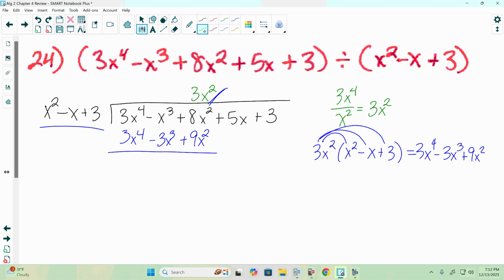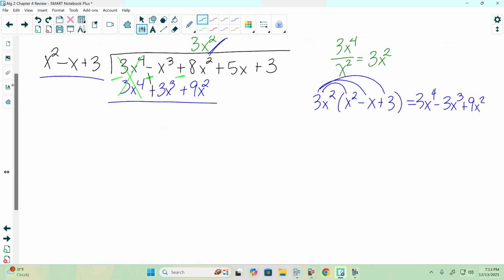And again, at this point we're going to subtract. 3x to the 4th minus 3x to the 4th is going to be 0. Negative x cubed minus negative 3x cubed. Well, our negative and negative make a plus. So negative x cubed plus 3x cubed. Negative 1 plus 3 is going to be positive 2x cubed. 8x squared minus 9x squared, 8 minus 9 is negative 1, so negative x squared. And then we bring down our positive 5x.